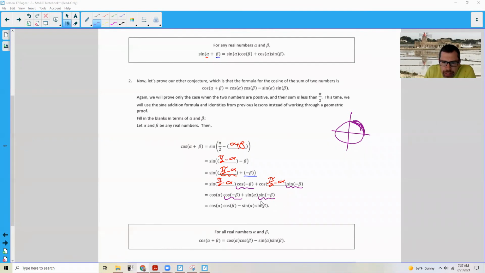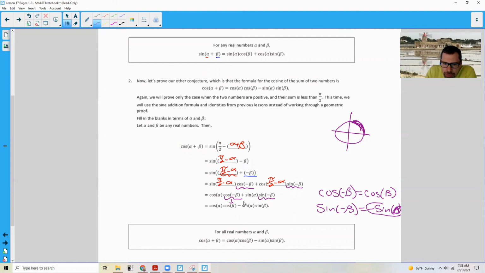So let me clarify this last step right here. Keep in mind that the cosine of negative beta equals the cosine of beta. And then the sine of a negative beta is going to equal the negative of the sine of beta. So this cos negative beta just becomes cos beta. So cosine alpha, cosine negative beta would be the same as cosine alpha, cosine beta, because these two are equivalent. The sine of alpha, sine of negative beta is the negative sine of beta. So that will negate this product. Positive times a positive is positive, but now this becomes a negative sine beta.